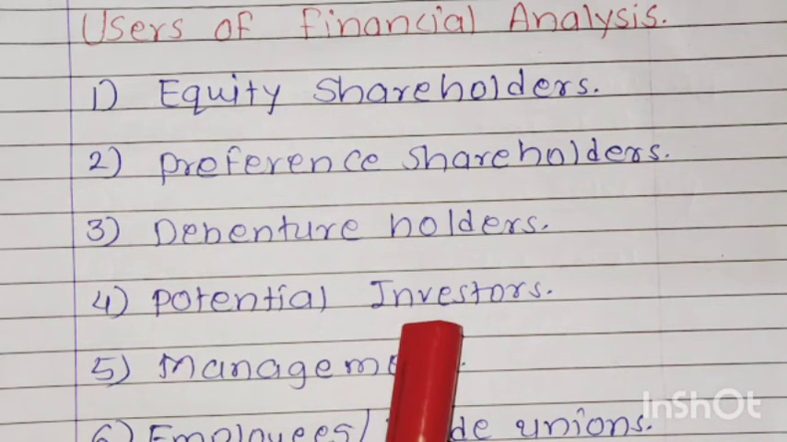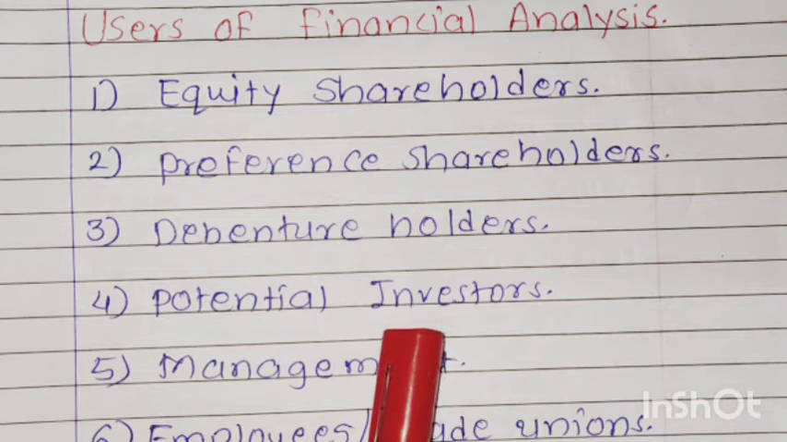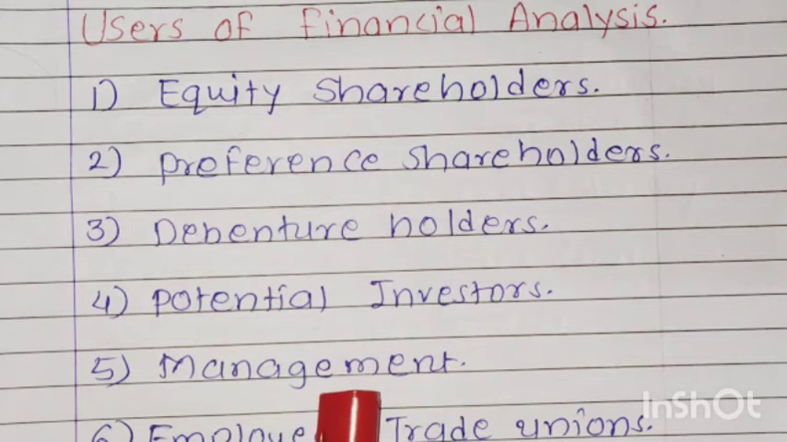Next, potential investors. Potential investors are interested in analysis to know whether to invest in shares of company or not, whether their investment is safe, regularity of return, probability of capital gain due to growth of company, etc. Next is management. By financial statement analysis, management of the company wants to measure its efficiency in managing company.